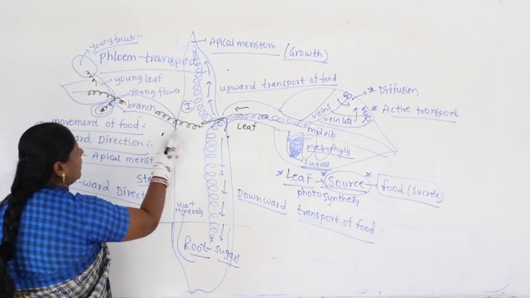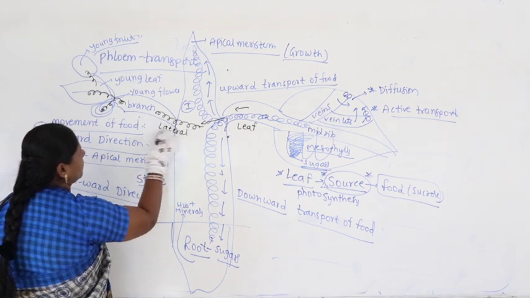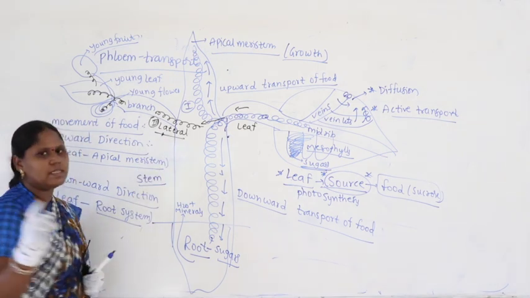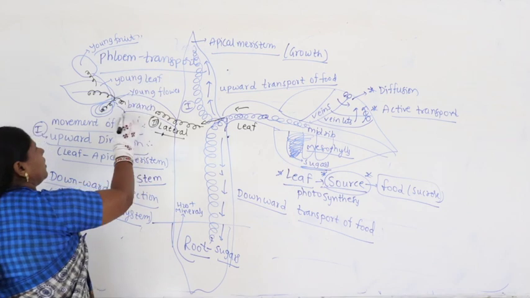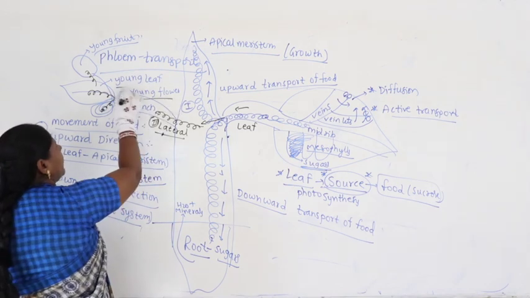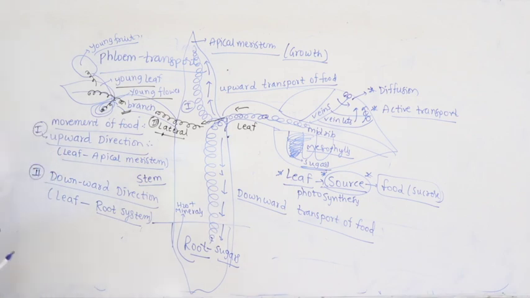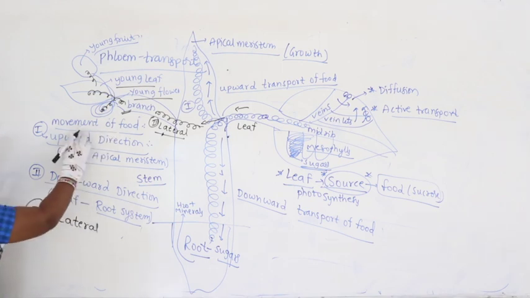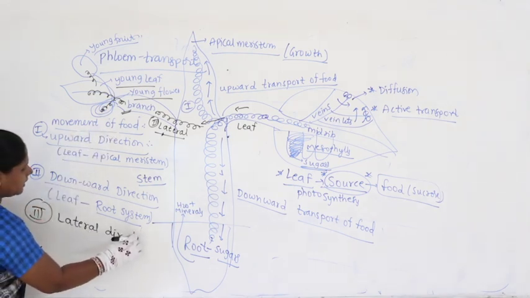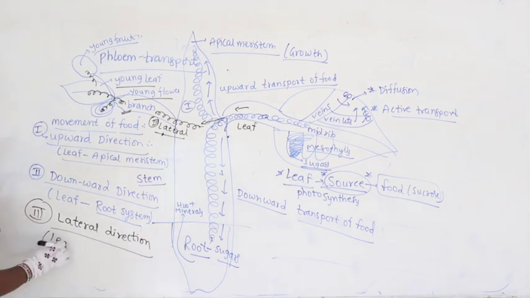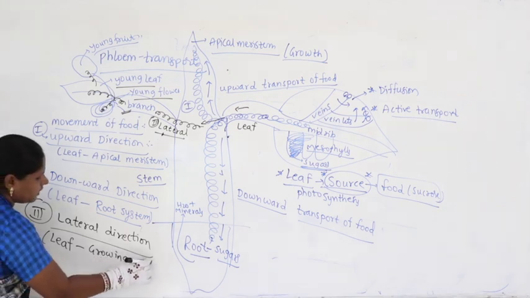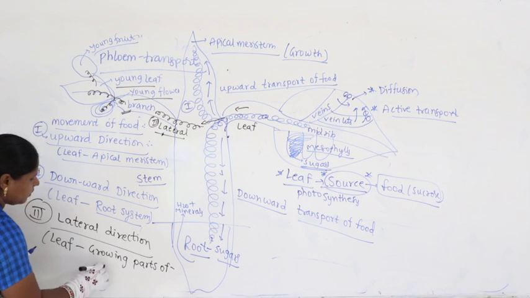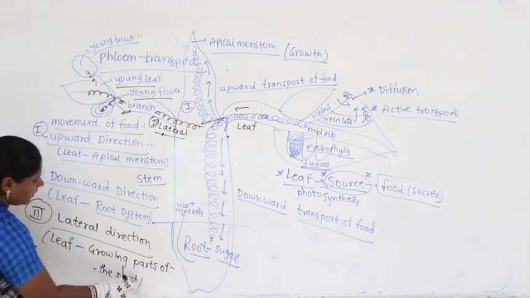So this is nothing but a lateral direction. This is the third one. That means the leaf is the source having the food. From the leaf, the food gets directed to maybe the young branch or young flower, young leaf or to the young fruit. So what is the third one? It is called a lateral direction. The food movement occurs even in lateral direction. From where to where? From the leaf to growing parts of the plant. What are the growing parts of the plant?